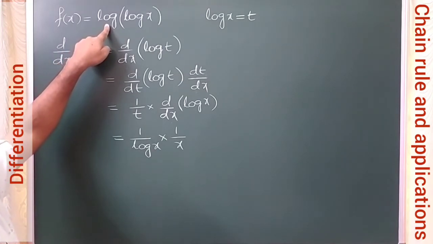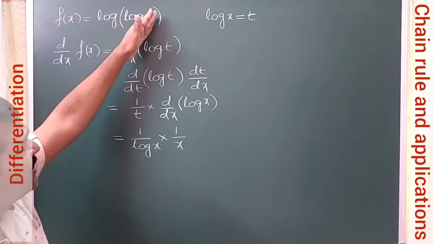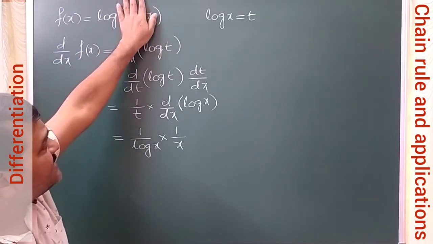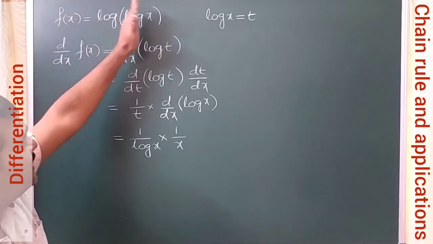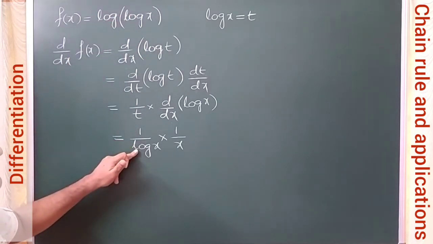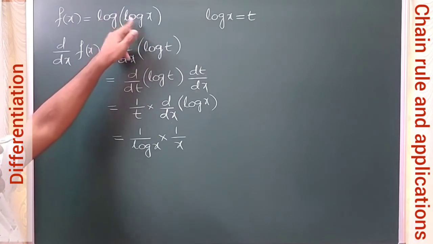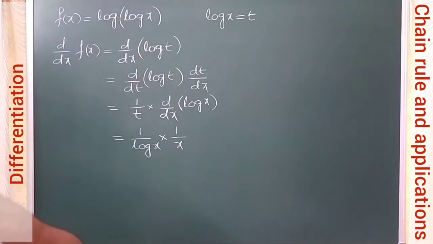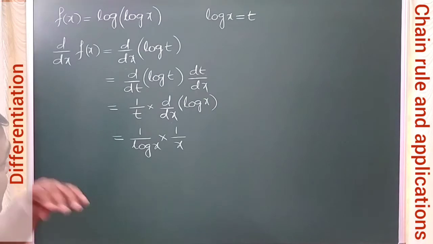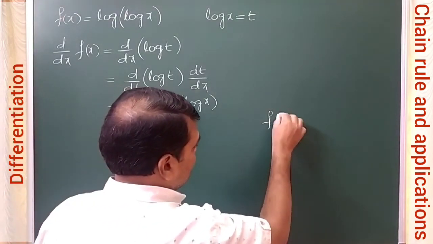external function first. So if you apply the derivative of this external function, log of log x, treat this as x, for example. Log x derivative is 1 by x, no? So 1 by log x you will get, into internal function derivative. So log x derivative is 1 by x. This is the process. Okay, so I can show you the process in a different way now.